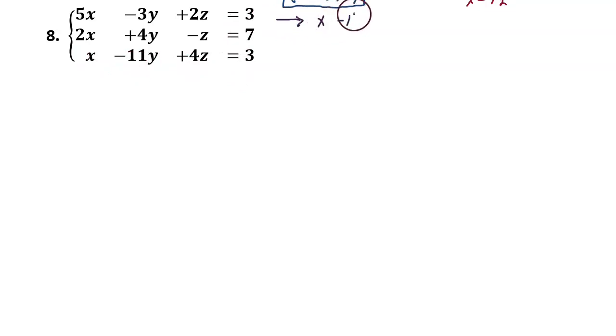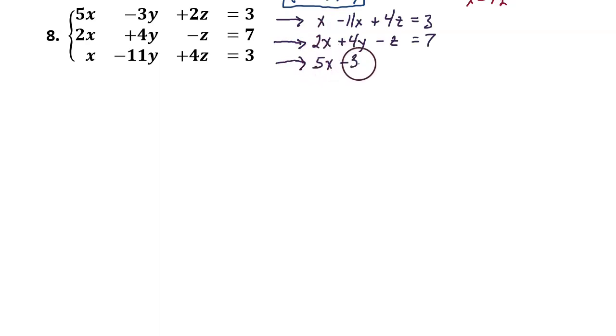X minus 11y plus 4z is equal to 7. Let's keep the second equation the same. And our third equation is now the 5x minus 3y plus 2z is equal to 3.